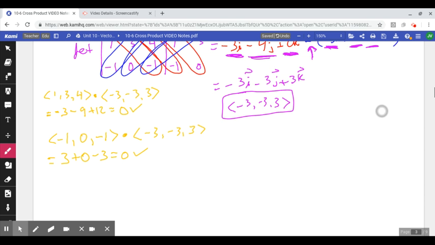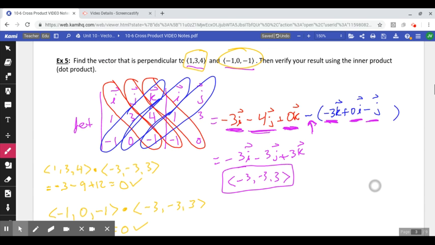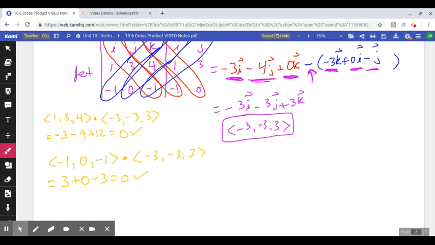So what we've done in purple is we've found a third vector that's perpendicular to the other two. And those are right here. And then we verify that using the dot product.